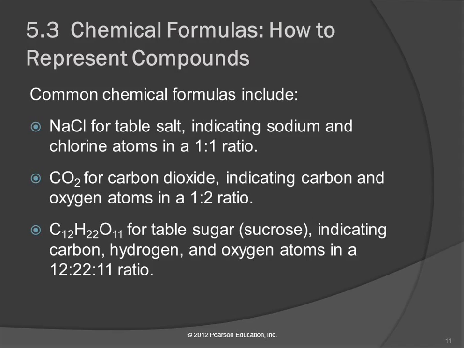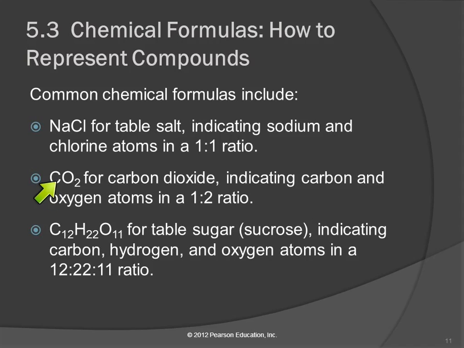So common formulas, NaCl is the chemical formula for table salt. Na is the symbol for sodium, Cl is the symbol for chlorine. And this indicates a 1-to-1 ratio. We don't write the number 1 as a subscript because we don't need to. If it was 0, we wouldn't write Na at all. If it was 2 or 3 or some other number, we're going to write that number. So just the fact that we wrote Na means there's 1.